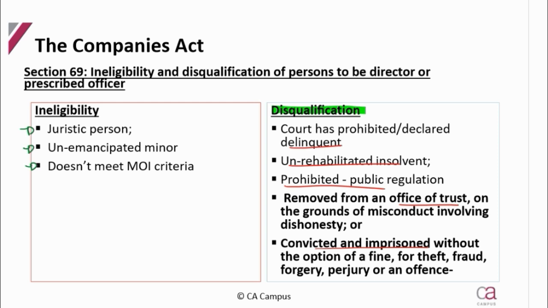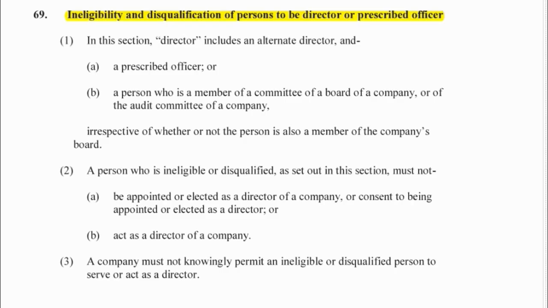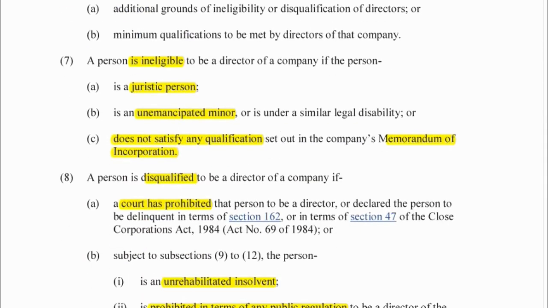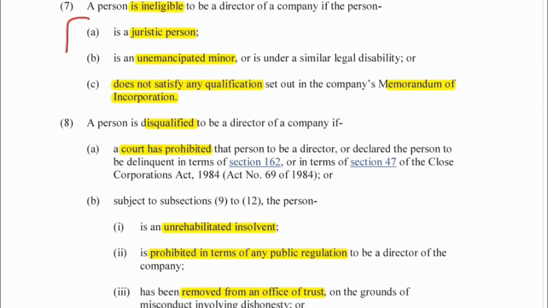And if the board feels that somebody meets this, the board can then request removal. And there you'll see it in section 69. Ineligible is listed here under the 3 points for 7. Disqualification is listed here under the points for 8.